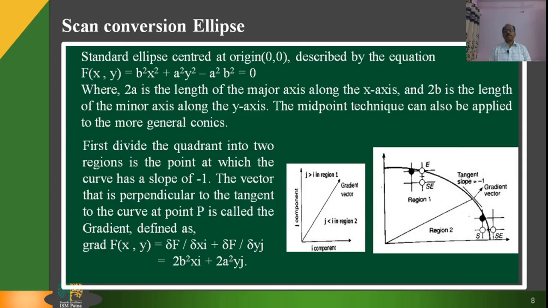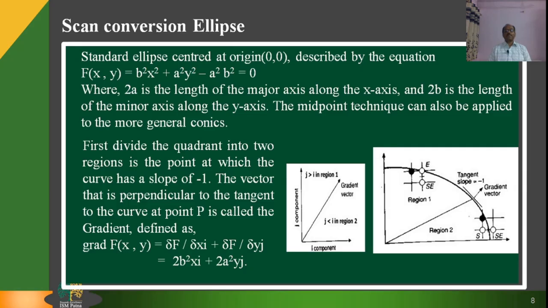First, divide the quadrant into two regions, as you are seeing in the figure, at the point at which the curve has a slope of -1. That is clearly evident in the larger figure on the screen. The vector that is perpendicular to the tangent to the curve at point P is called the gradient, and this gradient vector is shown on screen in the smaller figure.